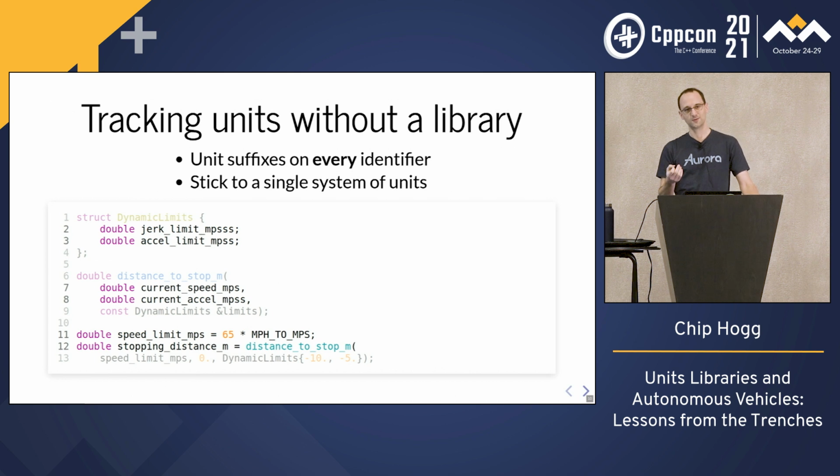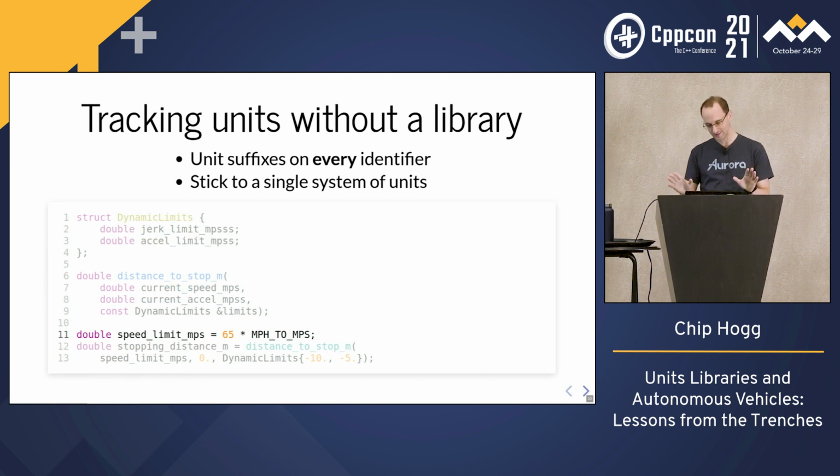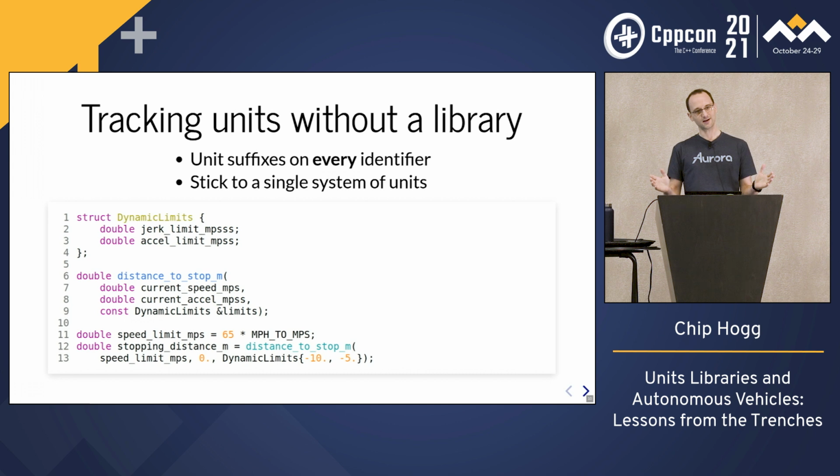Every identifier which holds a quantity must end in a suffix which indicates the units. Stick to a single system of units, typically SI, everywhere. If your quantity is in some other units, you convert it right away. And this is fine. Assuming you have a strong culture of code review, culture of unit tests, integration tests, end-to-end tests, this is effective at preventing almost all unit errors. It's just that, wow, is it a lot of manual work.